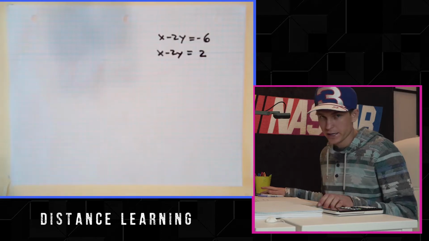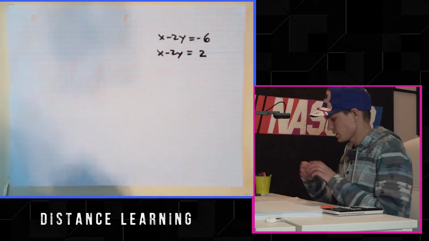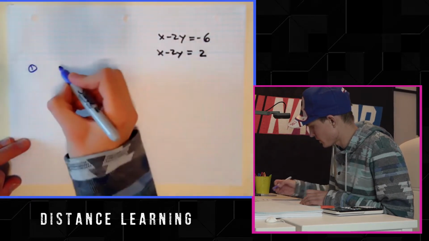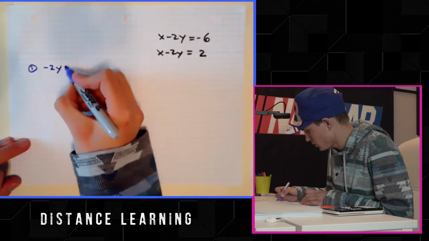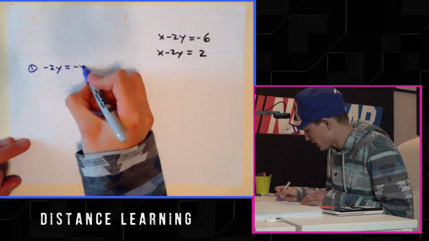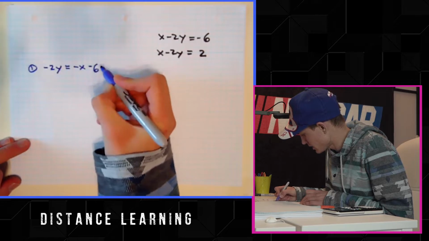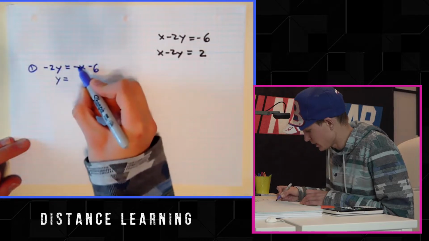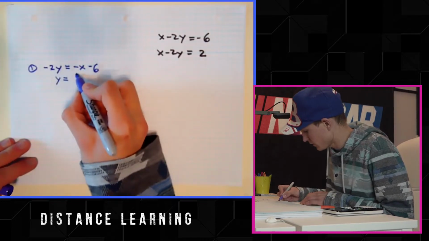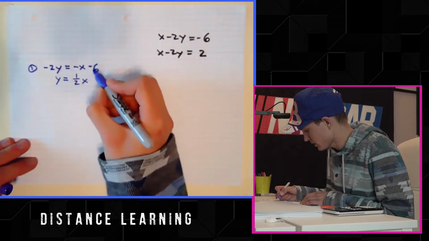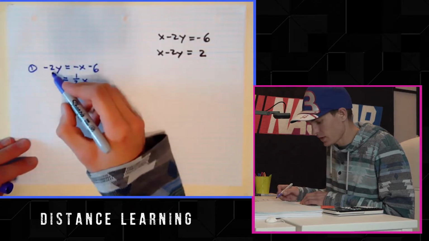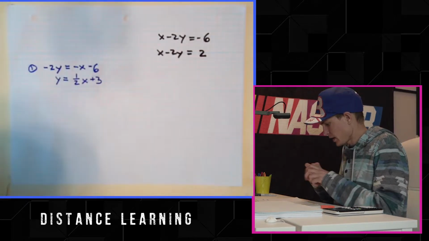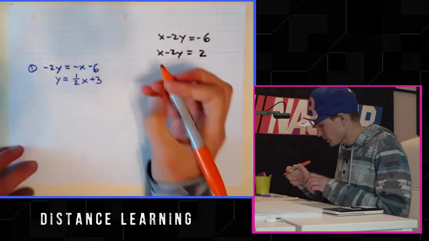So, again, like I said, you want to put things in slope-intercept form. I'm going to have to move the x over from this top equation. I'll have -2y equals -x minus 6. Then divide by -2 to get y equals. Negative divided by a negative is positive. So 1/2 x, -6 divided by -2, +3. And let's put the second equation in slope-intercept form.